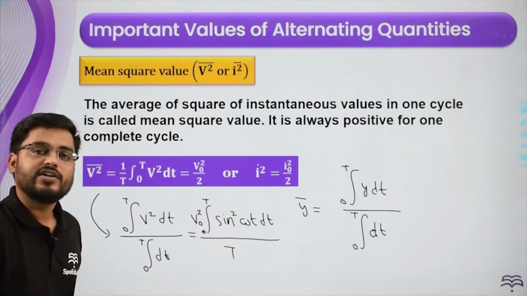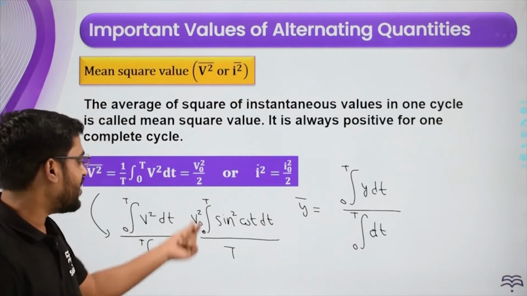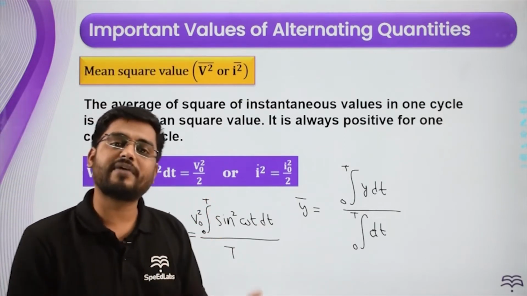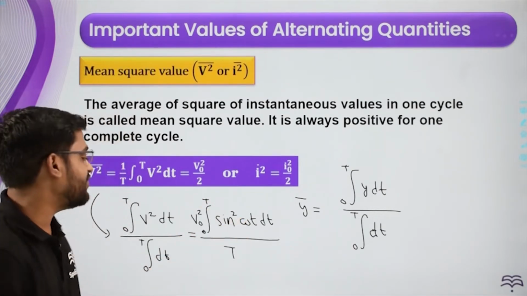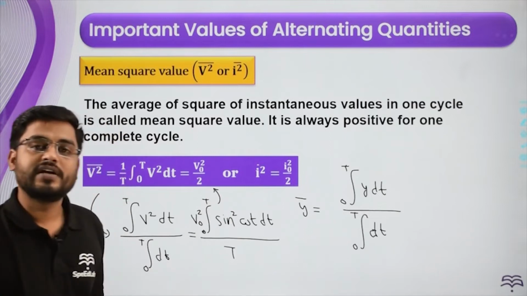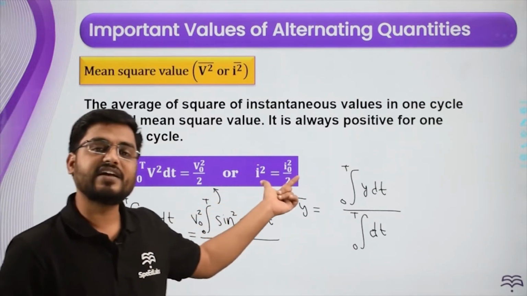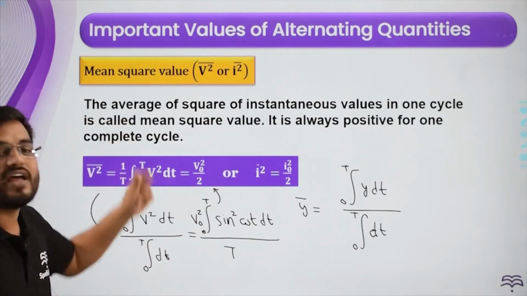When you do that, you get that this value comes to be half. And what is capital T? Capital T is 2 pi by omega. Omega is a constant, and T and omega are related by 2 pi by omega. Once we finish that, we will get v naught square by 2. Similarly, if we are writing for I, then we get I naught square by 2. So that's our mean square value.